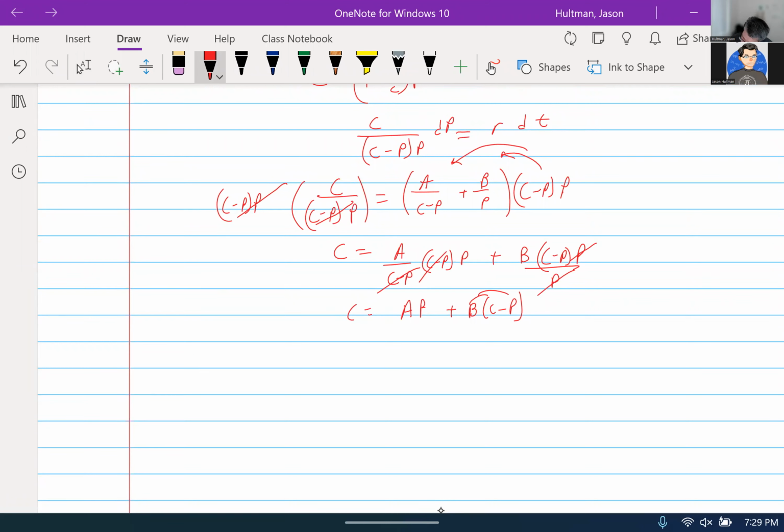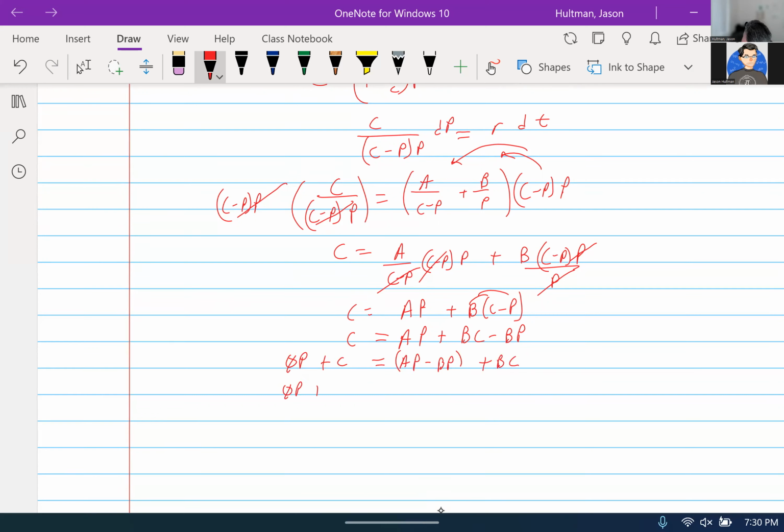Okay, and we get AP plus BC minus BP is equal to C. Okay. And so I'm going to rewrite this. I'm going to add a 0p plus c, because my variable is p here. Don't forget that that's the variable dp dt. The variable p. This is a constant function. This is going to be ap minus bp plus bc.